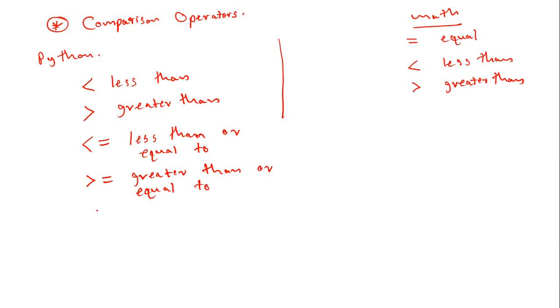Oh, I almost forgot it. This is equal to. So we write two equal marks in Python to compare whether two quantities are equal or not. Not equal to is this one. So we'll check the application of that in the Python command window.